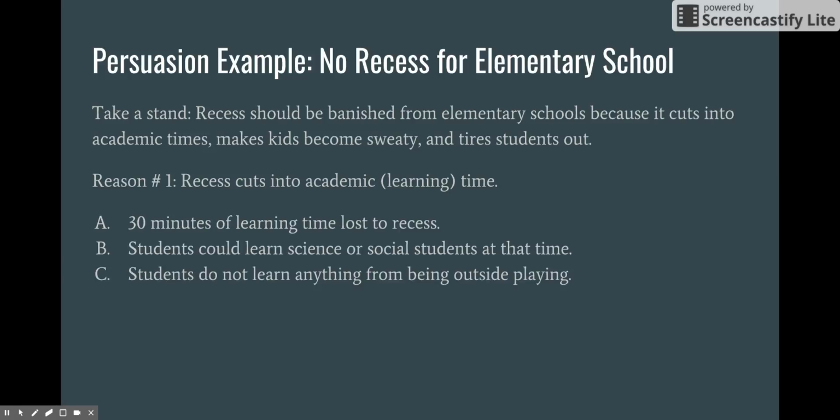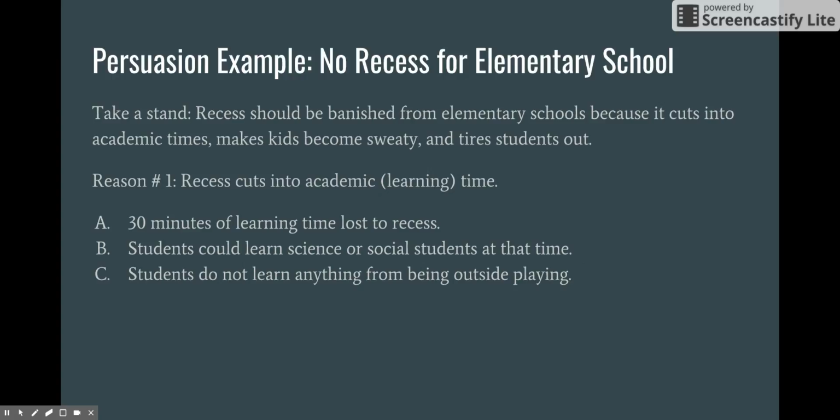So I'm going to give you my example with just reason number 1. Recess cuts into academic time. For every reason, you should have at least 3 supporting details that back that reason up. So you want to describe why that reason is so bad or so important, or why the reader should even entertain that reason. It's almost like the question, why should you have a cookie from the cookie jar? It's because I already ate my dinner, things like that.